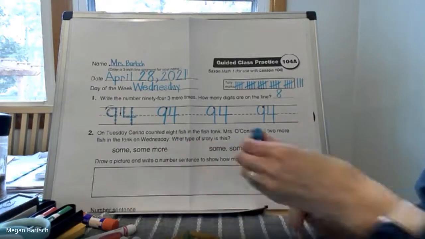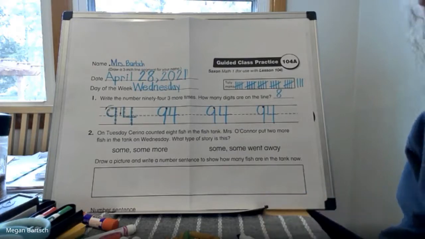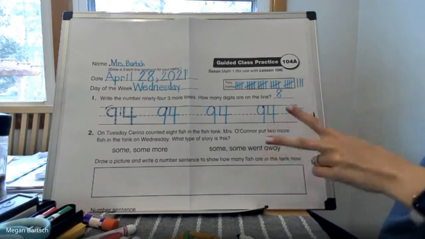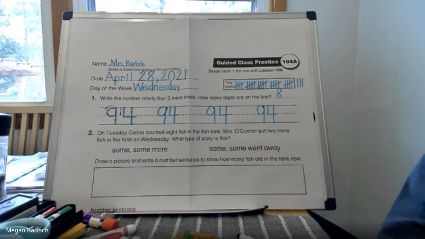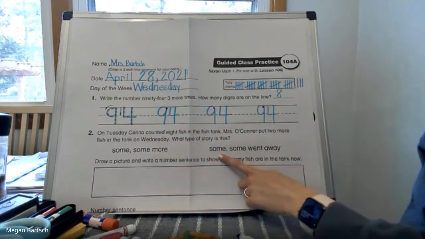All right, we have a story. It says, on Tuesday, Serena counted 8 fish in the fish tank. Mrs. O'Connor put 2 more fish in the tank on Wednesday. What type of story is this? Is this a some more, or some went away?